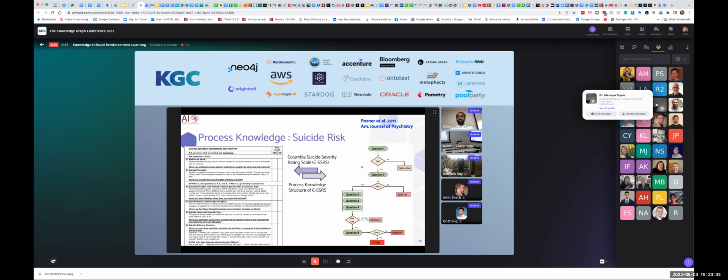There you can see on the screen, on the left side, is process knowledge, a questionnaire that a clinician utilizes to define the severity of suicide risk of an individual. As you can see, questions 1 and 2 are asked. Then if those questions are answered yes, then ask questions 3, 4, 5, and 6 in sequence. And if the sixth question is not answered, then there is another series of labels that are associated with it.